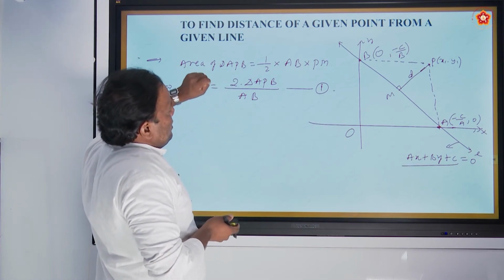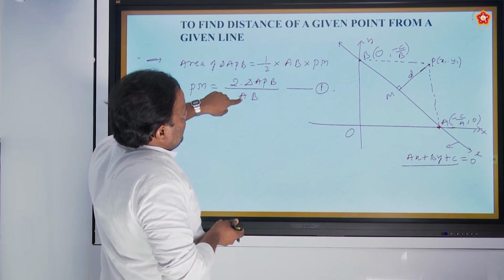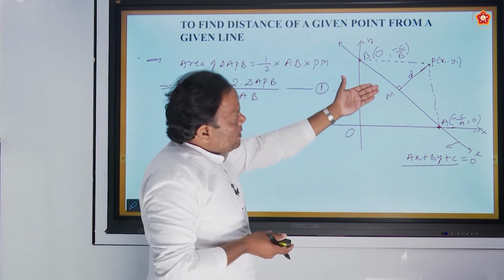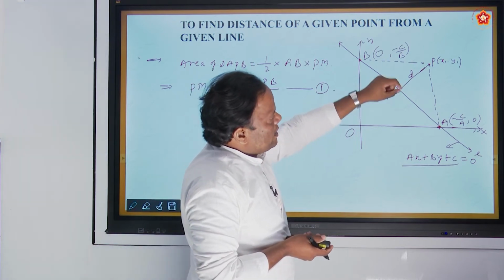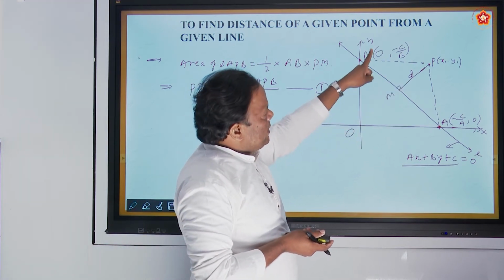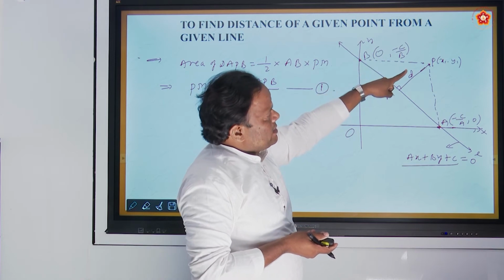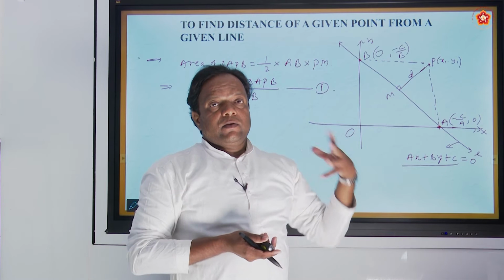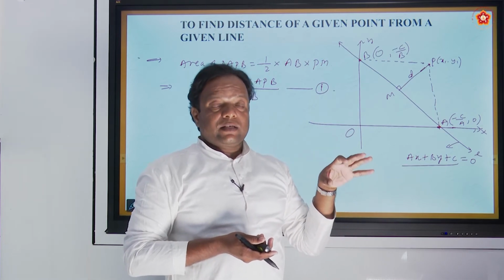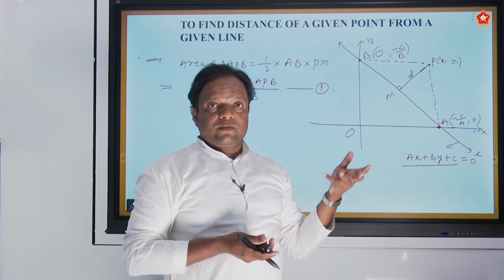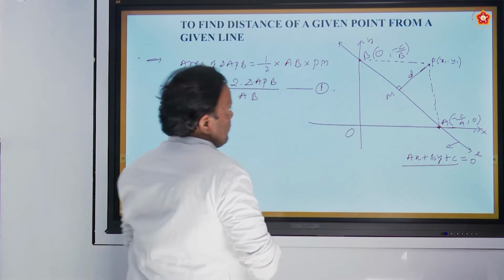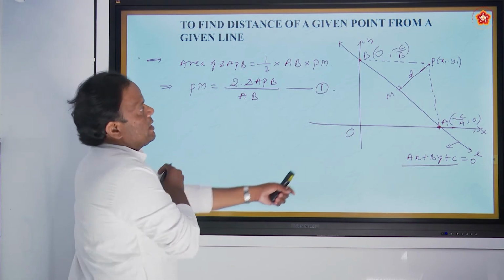This is the formula. Then find the area of triangle APB. Then find the length of AB. Very simple. How can you find the area of triangle APB? We know all the vertices: A vertex, B vertex, and P vertex. If the vertices are given, find the area of triangle using the formula, and find AB by using the distance formula. First find the area of triangle APB.